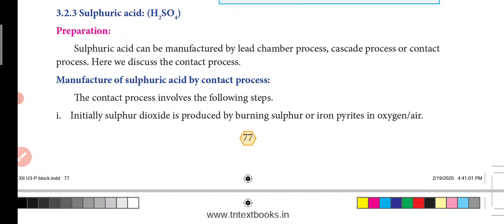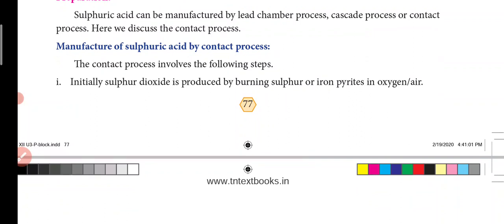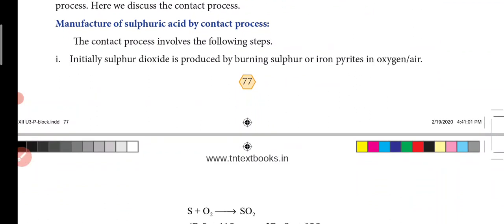So sulfuric acid can be manufactured by the lead chamber process, cascade process or contact process. What is the other name for the contact process? Cascade process. The other process by which we manufacture sulfuric acid is the lead chamber process. Here we are going to discuss the contact process only. It involves the following steps.